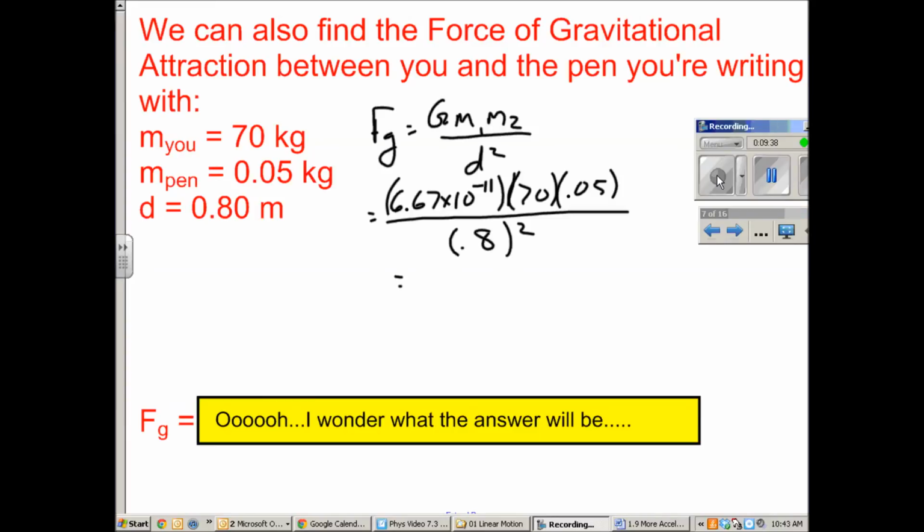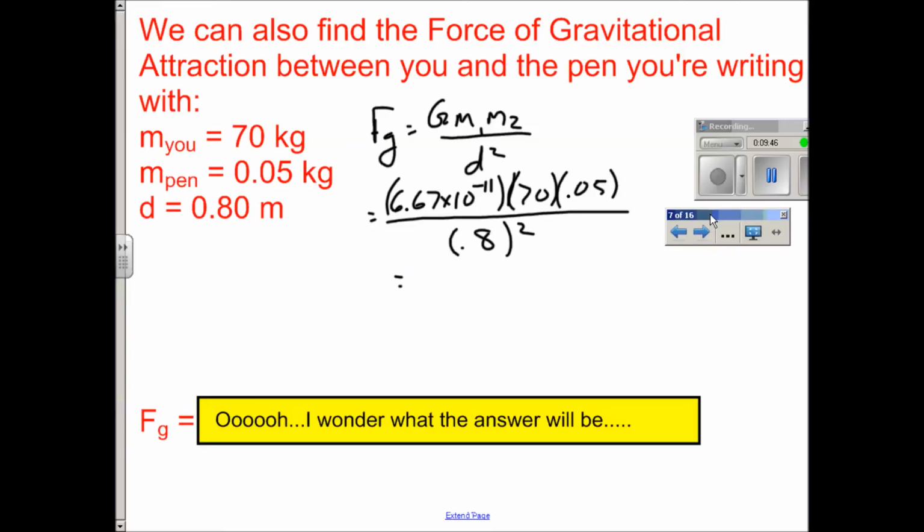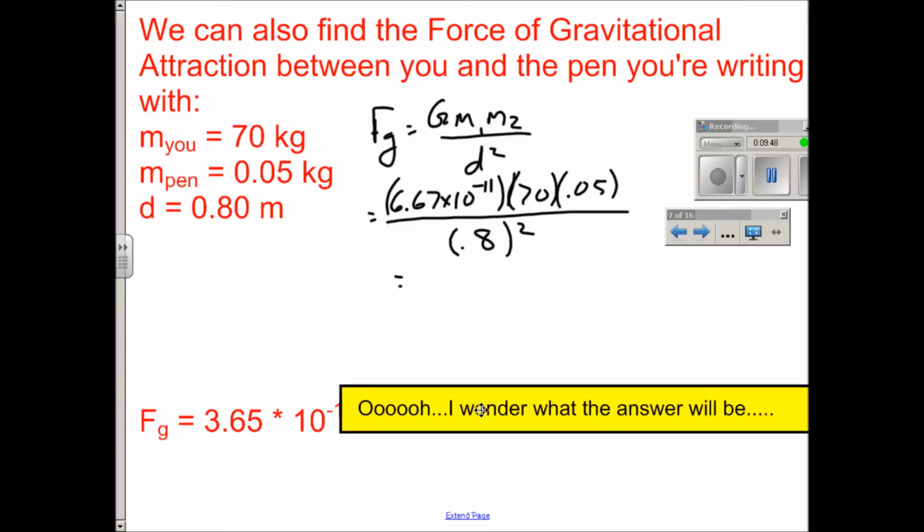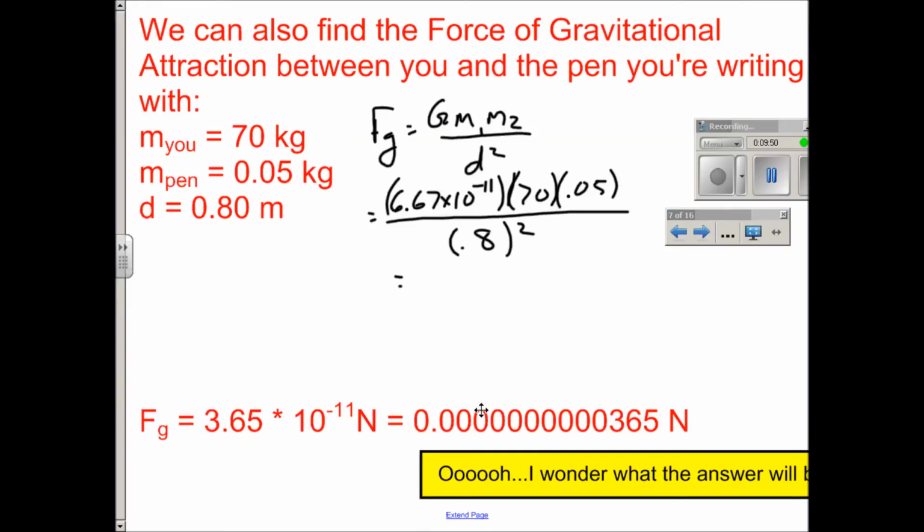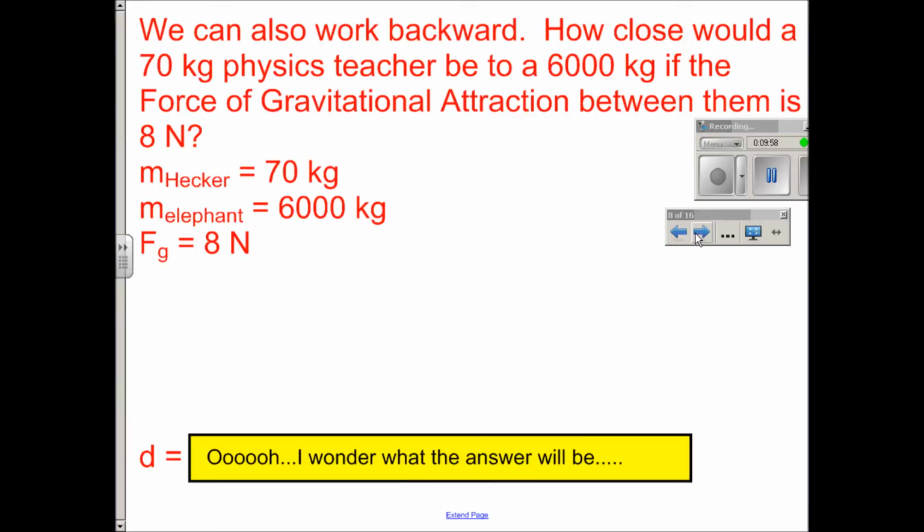So when you plug your numbers in here, you get these guys. I skipped the units to keep things simple. Plug it into your calculator, and you should get that. Cool. So, final example, we can also work backwards.